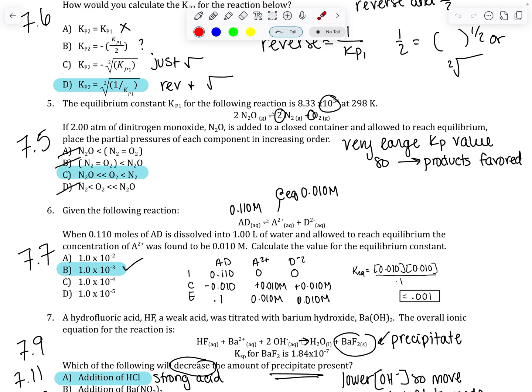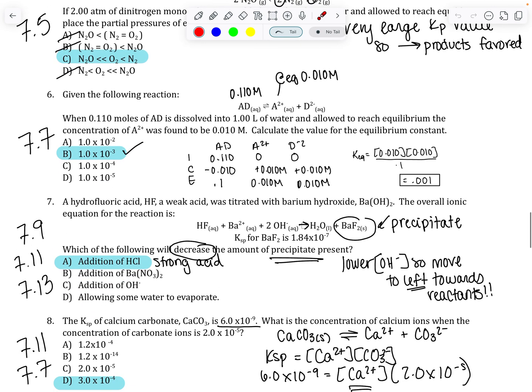So this is very similar to that one we did that was a multiple choice where we talked about it. This is a very large Kp value. Very large. So that means we are going to be favoring our products heavily, like almost exclusively. So we need something where this one is the least. So here it's the greatest, that's out. Here it's definitely the greatest, definitely out. This one it's the least, which could be right. But then it has these 2 being equal to each other, which is not the case because for every 2 nitrogens I form 1 oxygen. So it will be C.